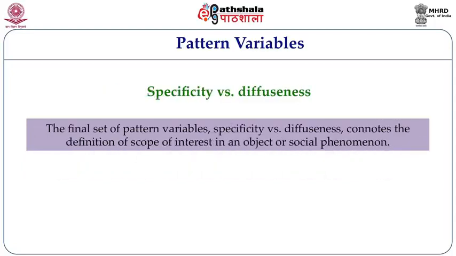The last pattern variable that Talcott Parsons was discussing is the question of specificity versus diffuseness, whereby he was basically talking about the interest that the object has in social phenomena, or the scope of the interest that the object can have in the case of social phenomena. This dilemma was explained with the question of specificity versus diffuseness.